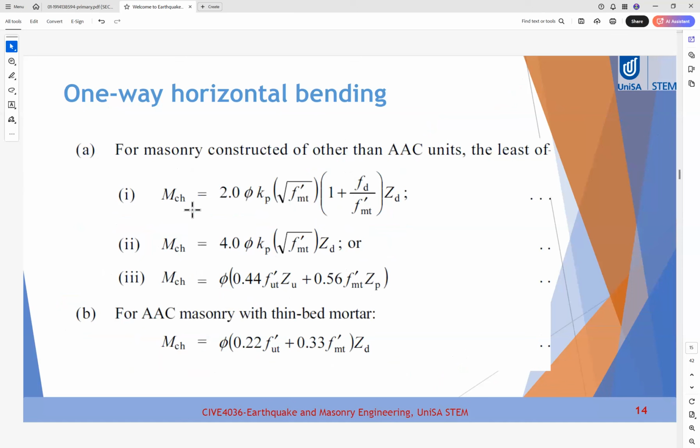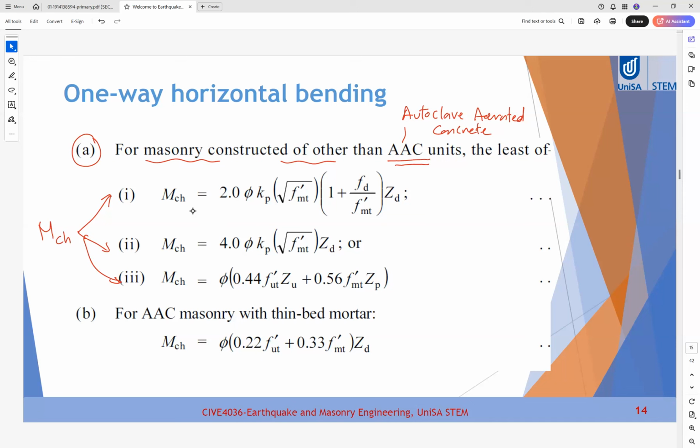For the value of MCH, we have two cases. For masonry constructed of other than AAC units, autoclaved aerated concrete units, we have MCH as the least, or the smallest, of three values.